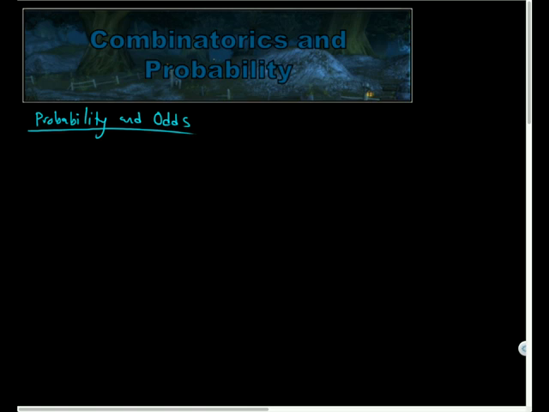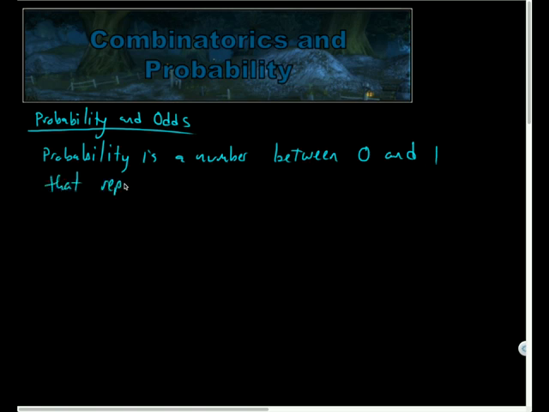Greetings and welcome. In today's video, we're going to talk about probability and odds. So probability is a number between 0 and 1 that represents the likeliness of an event occurring. Or likelihood.